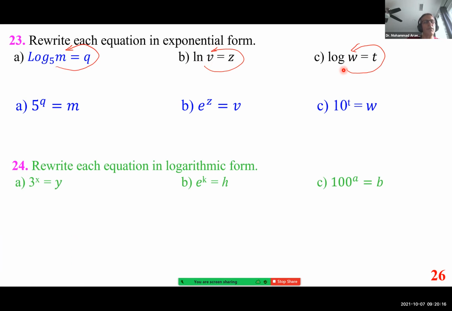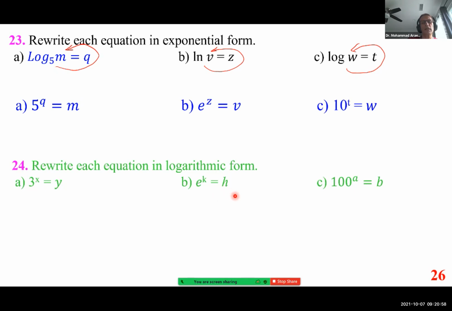The reverse process: if we are given the exponential format, how do we rewrite them in the same manner? As long as we understand the relationship between the two, such that if we go back to, for example, part A, both have base 5, both have q as the exponent. So now this one we are going to go with log. The base is 3 and the exponent x goes to the other side. So log y base 3 equals x.